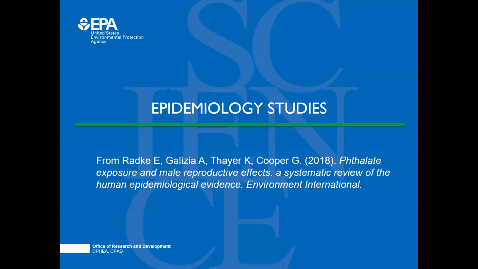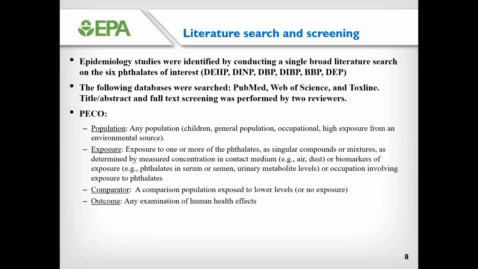Okay, now I'm going to go through an example of applying this framework to the epidemiology evidence for anogenital distance and two phthalates, DEHP and DIBP. You can go to the next slide. The literature search was very broad intentionally to capture basically any population, any outcome, any comparator with one of these 6 phthalates that are listed at the top.